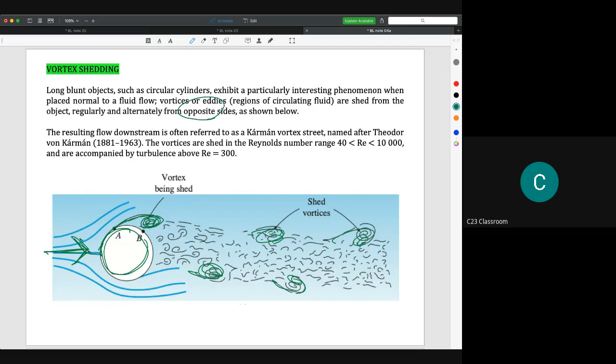And then the resulting flow downstream is often referred to as a Karman vortex street, named after Theodor von Karman. So this is the person who introduced the von Karman integral equation. So, tau is rho u squared d theta over dx. That is the von Karman equation. So the vortices are shed in the Reynolds number range 40 to 1000, and are accompanied by turbulence above Reynolds number equal to 300.